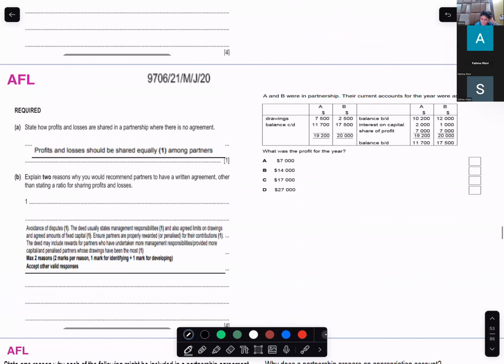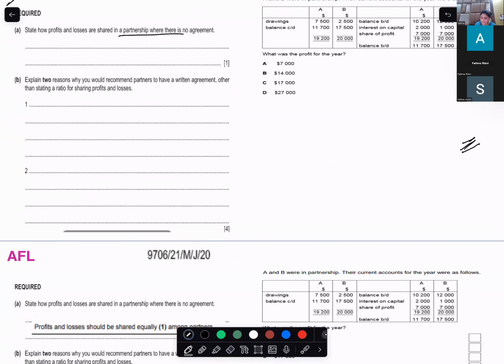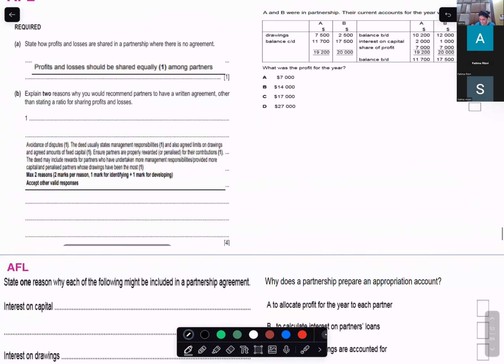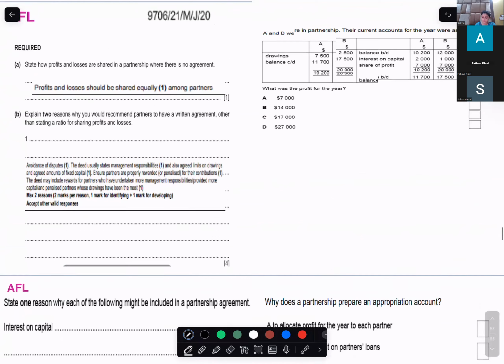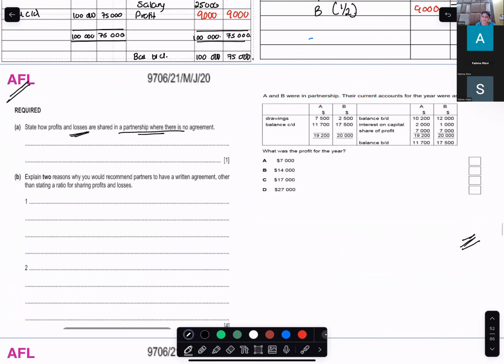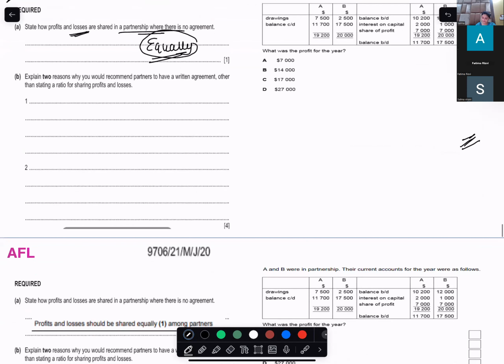This is the last thing that we're going to do. Tell me, if there is no agreement, how are the profits and losses shared amongst the partners? If there is no partnership agreement, how will the profits or losses be shared amongst the partners? Please answer. Fatima Mehdi. Profit and losses will be shared equally among the partners. If there is no partnership agreement, the profits and losses will be shared equally amongst the partners.